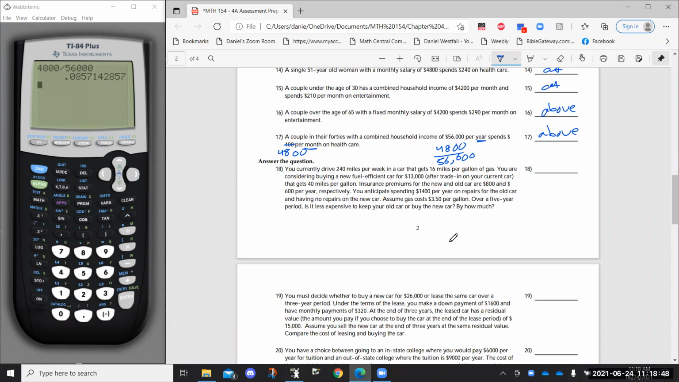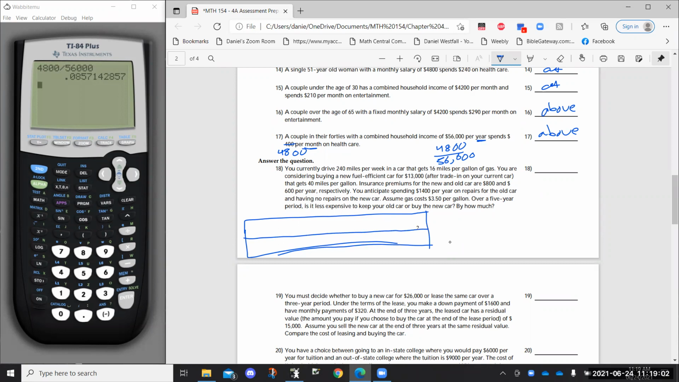All right. Best thing to do with problems like 18 and 19 is going to be to make a table. We have problems like this that are done in the book if you need an example of this, but I'm going to set up the new car and the old car here. And I'm going to set up the various expenses up here. I'm going to have upfront costs. I'm going to have gas. I'm going to have maintenance.